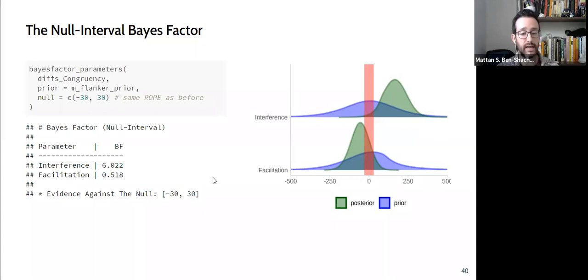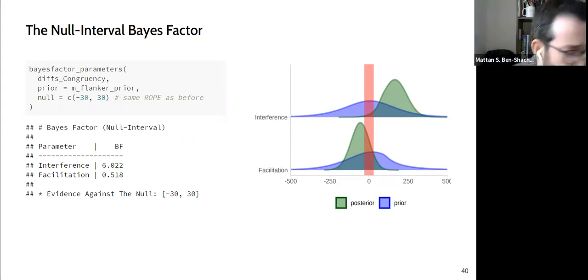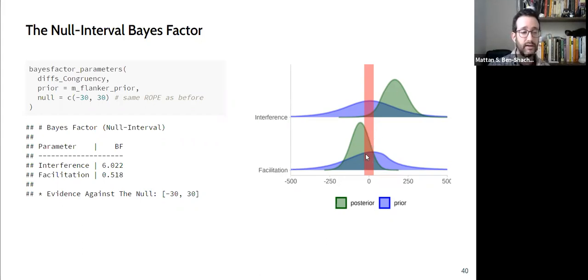For the facilitation effect, however, we see a Bayes factor of 0.5. So a Bayes factor of 1 means that nothing has been learned, or no hypothesis is preferable. So a Bayes factor smaller than 1 means that the null has gained more support than non-null values. And we can again see that here in the plot, that values within the rope, which is again this red shaded area, have become more probable in the posterior, which means that relatively values outside of the rope have become less probable. And we can, in fact, say that the null is supported twice as much as non-null values. So that's what we get here.